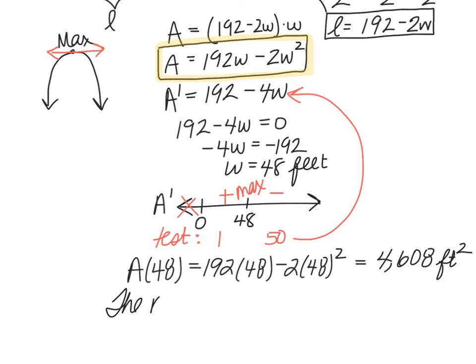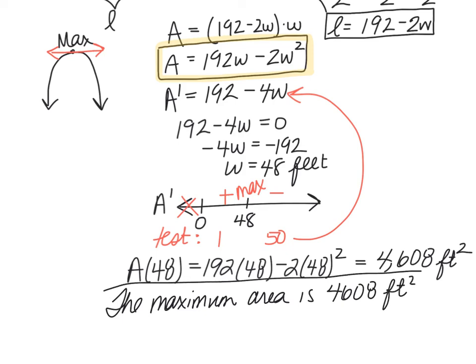So the maximum area, it's always a good idea to write your final answer in sentence form when we're solving a problem that has a context. So the maximum area is 4,608 square feet in this case, and that maximum area will use all 384 feet of fencing that he had available.